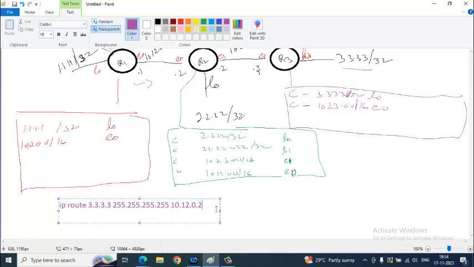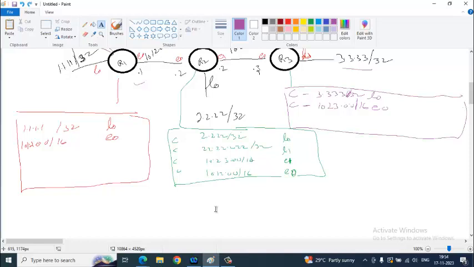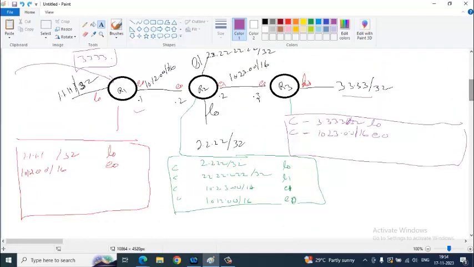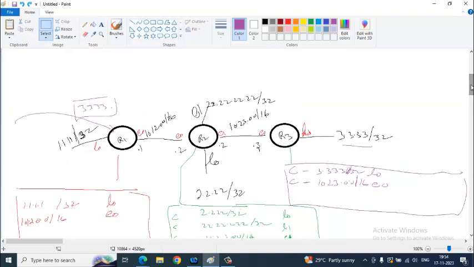The other way is ip route 3.3.3.3 255.255.255.255, send it out on E0. Oh no, it got deleted. It's okay. You got the point, right? So, what is the difference?